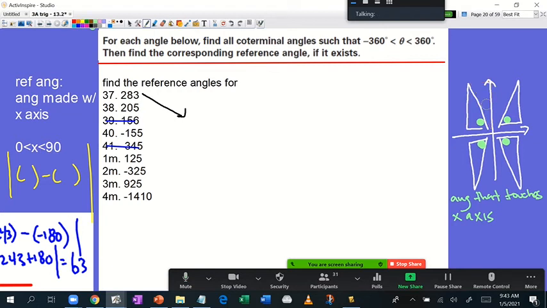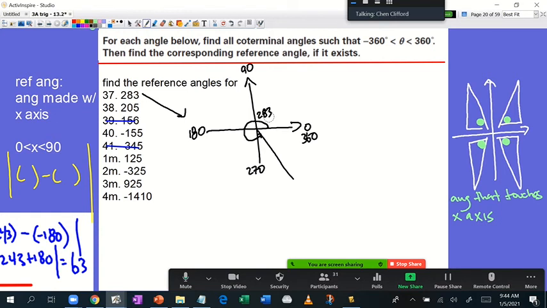So now let's look right here at 283. We have 0 here, 90 here, 180 here, 270 there, and 360. That ain't nothing new. That's what we did yesterday. 283 lands us roughly here. That's 283.